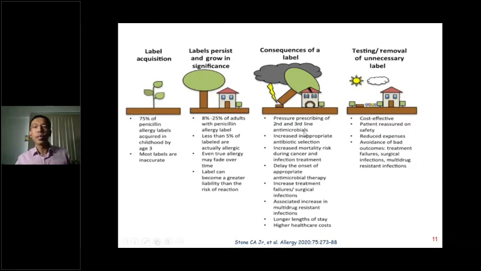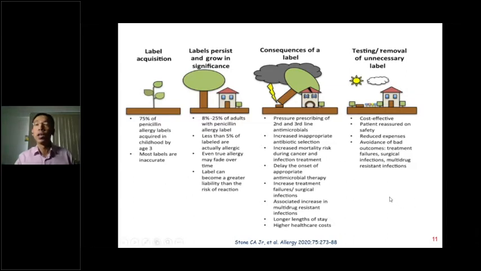So then what happens is that there is pressure to prescribe second and third line antimicrobials, leading to inappropriate use of antibiotics, increased mortality and risk, in particular for complicated infections, where the appropriate antimicrobial therapy is discarded and is then deemed to be not suitable, thus increasing the risk of treatment failures as well as risks of infections, which then become multi-drug resistant. And of course, what this translates into will be a longer length of stay in hospital and higher healthcare costs.